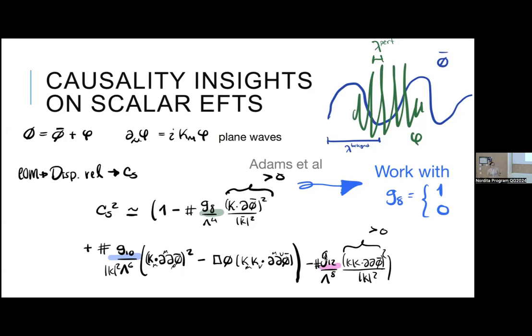This background also has to be localized, so you can have proper asymptotic states, and in principle, you can define an S matrix. And the simplest case to look at is assuming that your perturbation is just a plane wave. So if I do that, decompose my field into background plus perturbation, assume that these are just plane waves, I can just write the equations of motion, look at this dispersion relation, and the speed of sound.